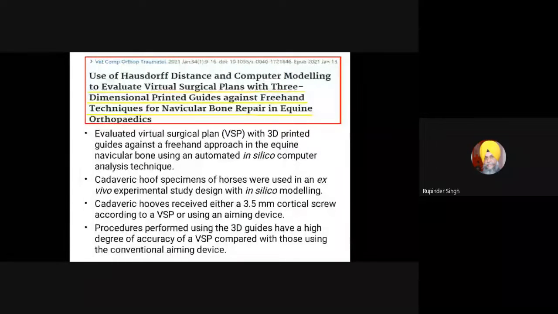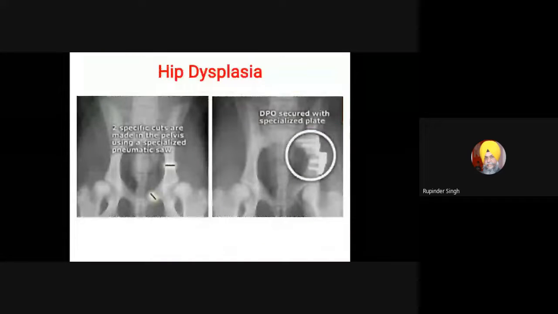Then this is another area where we can work on 3D printing. This is hip dysplasia. Hip dysplasia, particularly if somebody has kept a Labrador or a very large breed dog like a German Shepherd, they might know that hip dysplasia is quite common in larger breed dogs, particularly Labradors. And what happens in this?